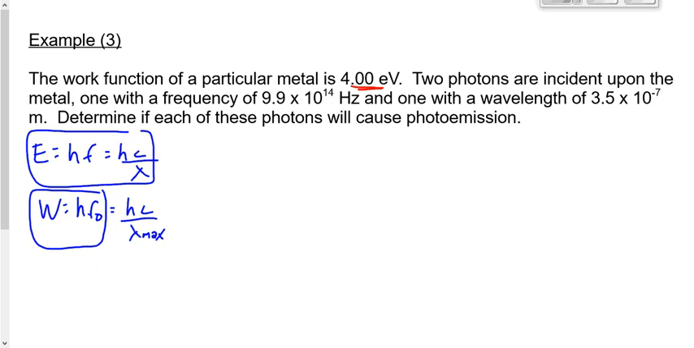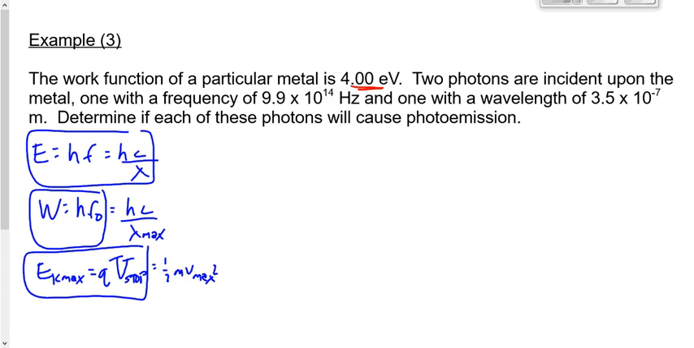Then we have EK max is equal to qV stop is equal to 1/2 mv max squared. The first part of that is on my data sheet. And then finally, we have that last one that was derived from the law of conservation of energy that says hf is equal to EK max plus W. We're not going to square off any of those because that doesn't appear on our data sheet. No part of it appears on our data sheet. All right, there's our equations that we're allowed to use.